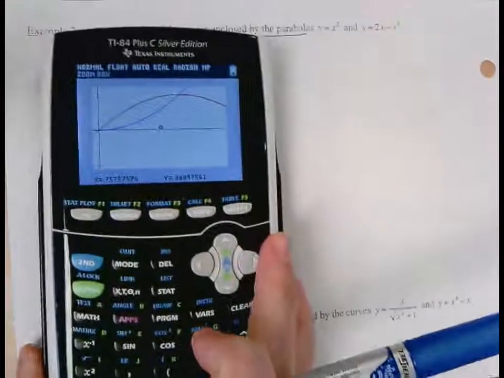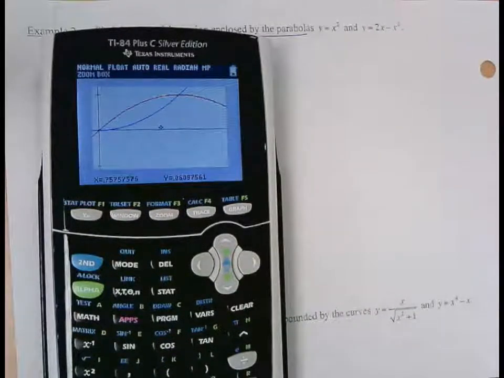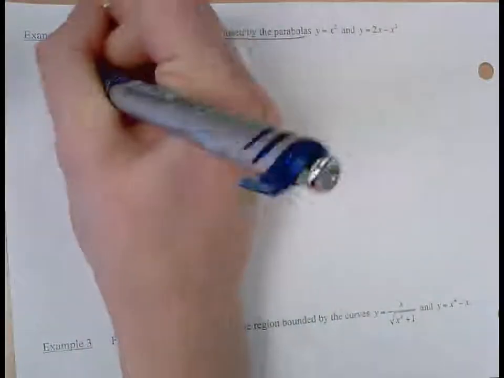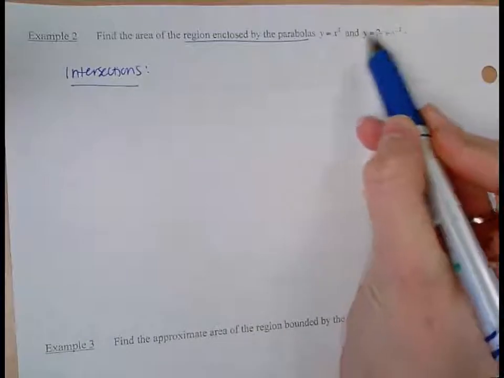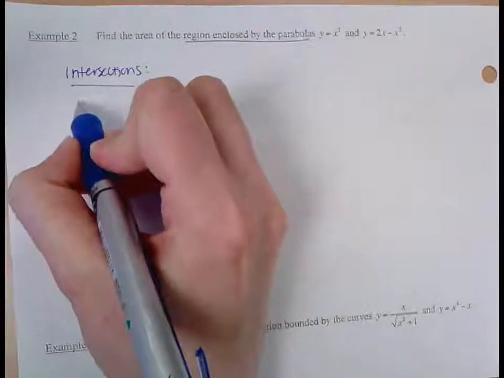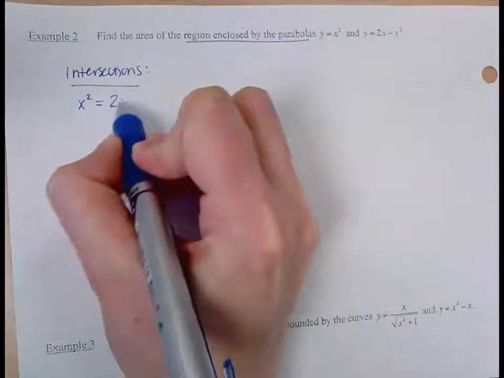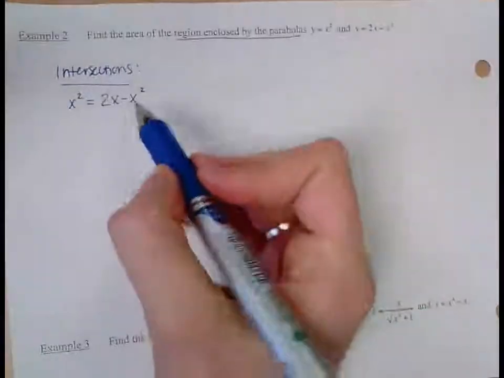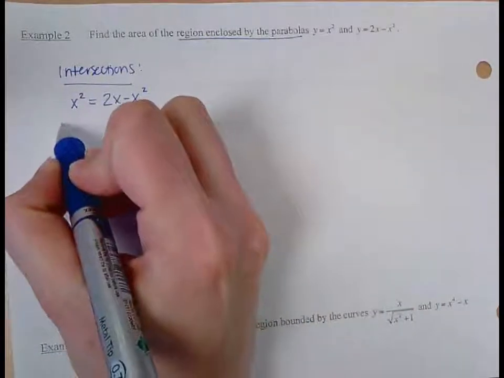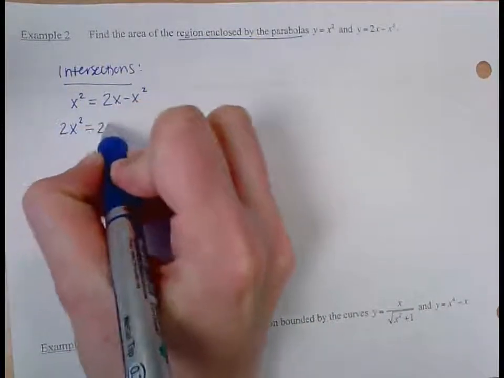Well, I'll ask you, how would you find where they intersect? Set them equal to each other. So to find the 2 intersections, you would set these 2 curves equal to each other. So x squared would equal 2x minus x squared, because that could happen on the AP test where you're given the 2 functions, you're given the graph, you need to know where they intersect, but they're not giving you that information. You would have to know how to find it. So I can add x squared to each side, so 2x squared equals 2x.